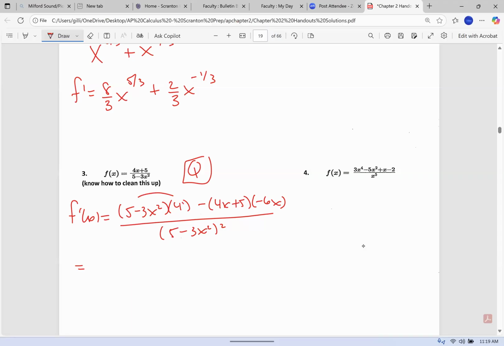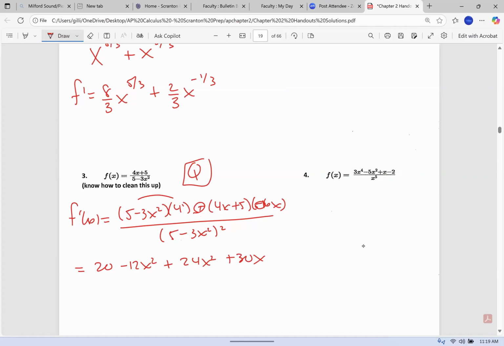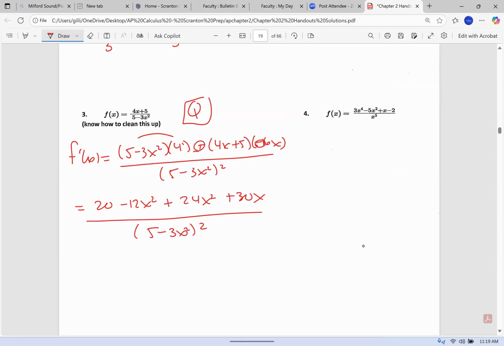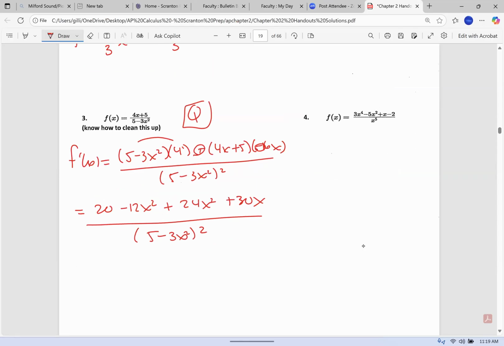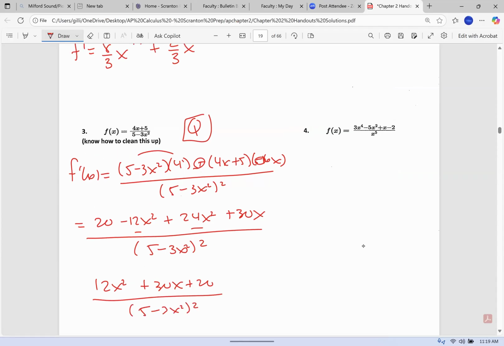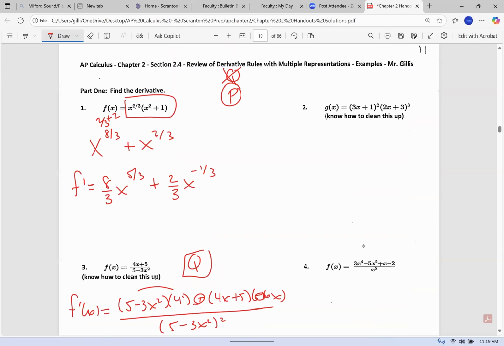So I'm going to distribute the 4 through, get 20 minus 12x squared. I like to just dissolve those to become a positive. So what's that going to be there? 24x squared plus 30x. And you don't have to FOIL out the bottom. We actually like it kind of factored already. If I clean this up, I get 12x squared plus 30x plus 20 all over the bottom squared. Never simplify that. The biggest one that we have to clean up is number 2.